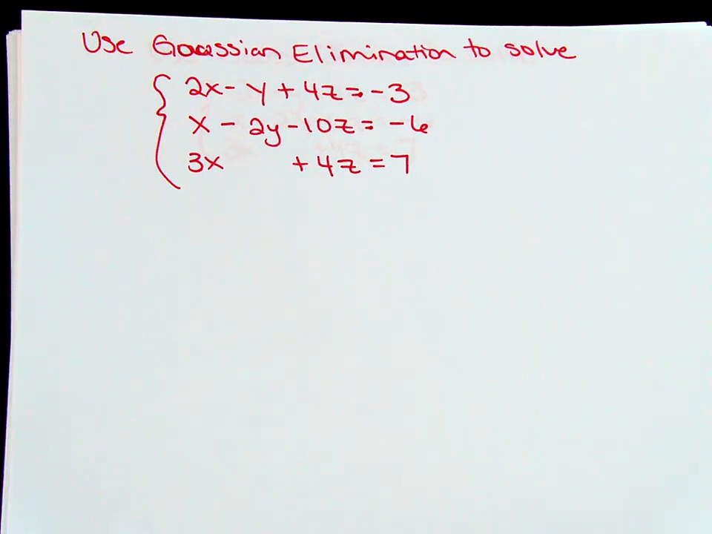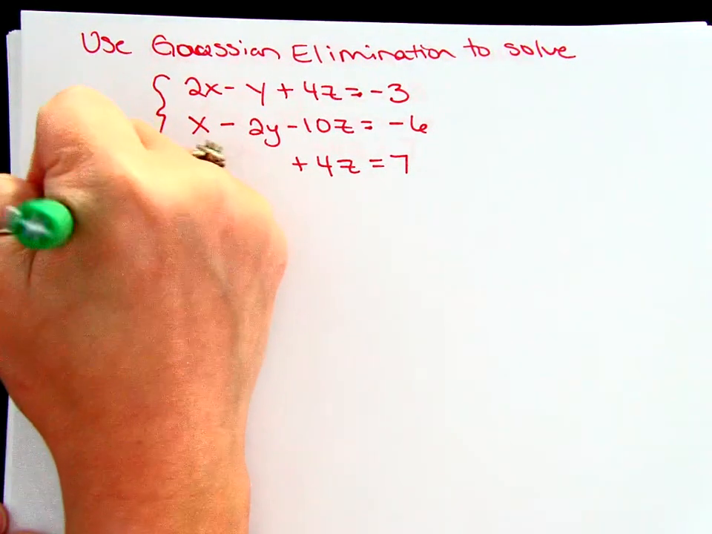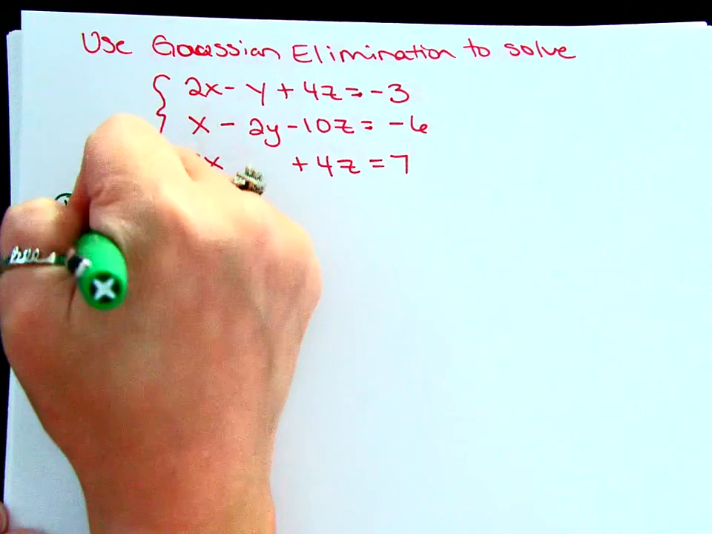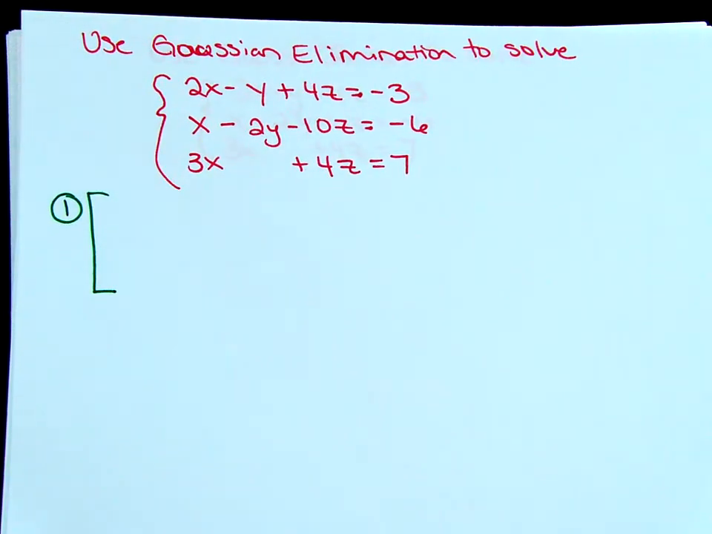All right. Step 1 of Gauss says we need to write an augmented matrix for our system. So you can go about this 2 different ways. You can write it line by line, which is equation by equation, or you can do column by column. Whatever works for you. I think I'm going to do column by column.